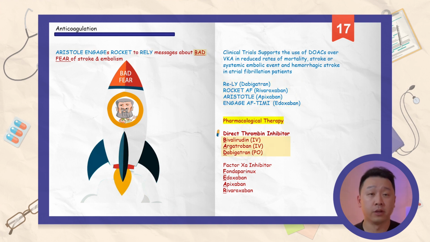BAD is the acronym that spells out the direct thrombin inhibitors. So B for bivalirudin, A for argatroban, and D for dabigatran. FEAR is the acronym for all the activated factor 10A inhibitors. F for fondaparinux, E for edoxaban, A for apixaban, R for rivaroxaban. Fondaparinux is also the drug of choice for patients who are allergic to heparin. So think about F for FAR, as it is the furthest from being associated with heparin.